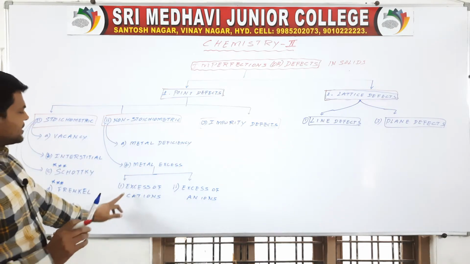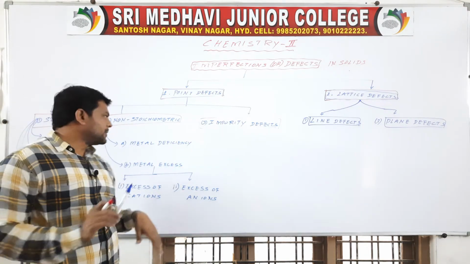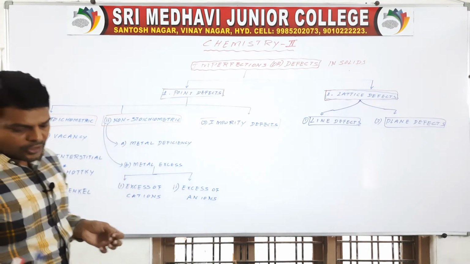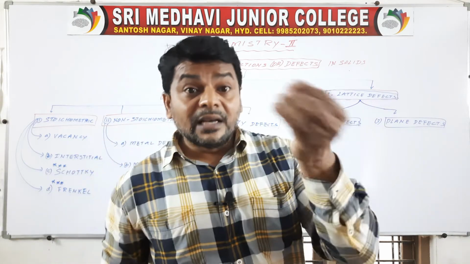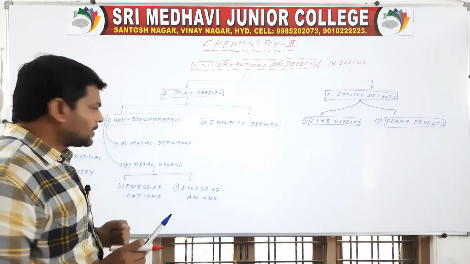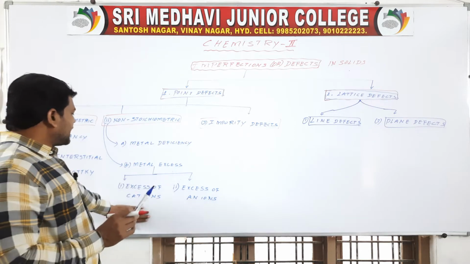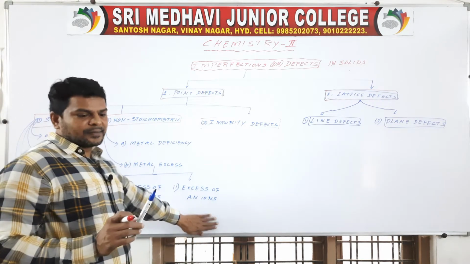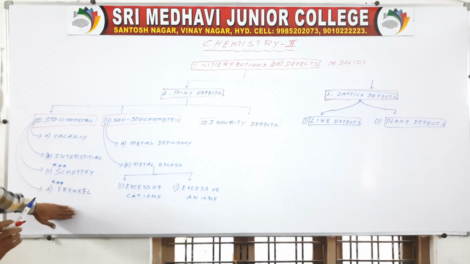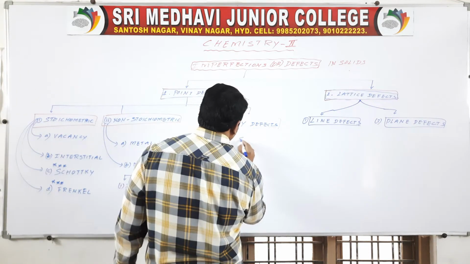Metal excess defects are formed due to the presence of extra metal. Metal deficiency defects occur in non-stoichiometric compounds, where the composition of the metal is less in the crystal. For example, metal excess defects include cationic excess and anionic excess. We will discuss these next. First we have to discuss Schottky and Frenkel defects. Next, the Schottky defect.